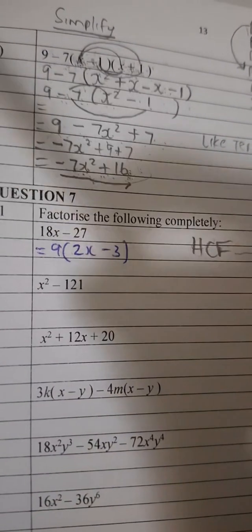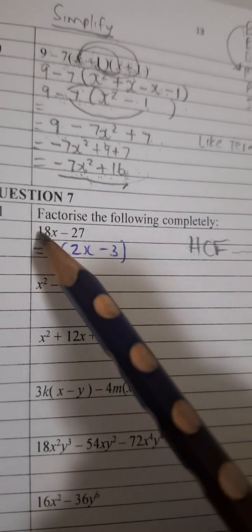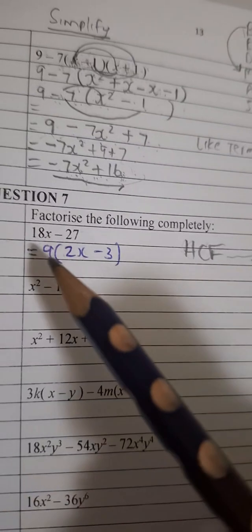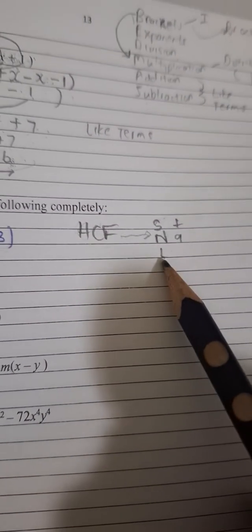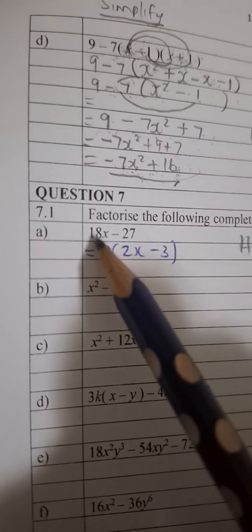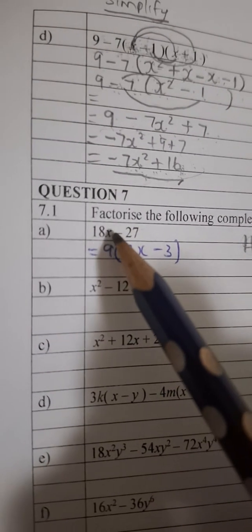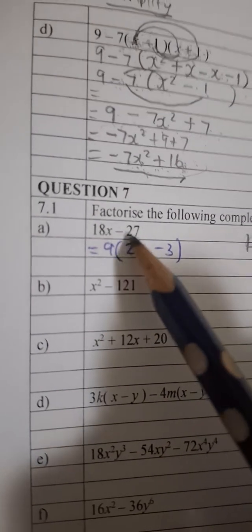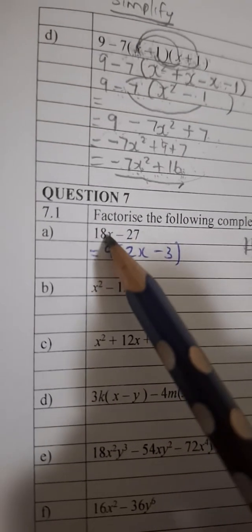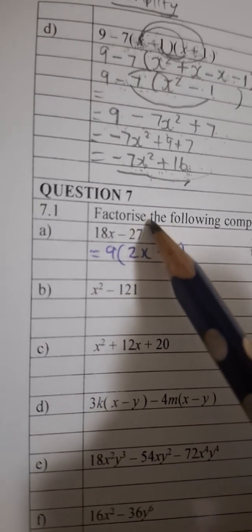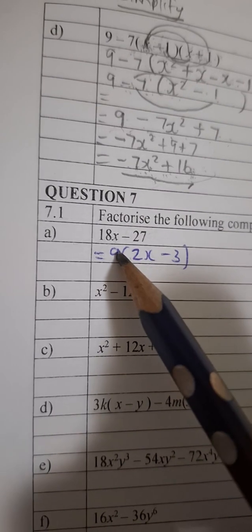Then we follow it up with the highest common factor number. So we check between 18 and 27, what is the highest common factor between the number 18 and 27? So it is 9. Then after identifying the highest common factor sign and the highest common factor number, we check what is the highest common factor letter or variable. When we check, we check in the two terms, do we have a highest common factor variable? Now it's very clear that we don't, because x, even though it's in the first term, there's no x in the second term. So therefore there is no highest common factor letter.